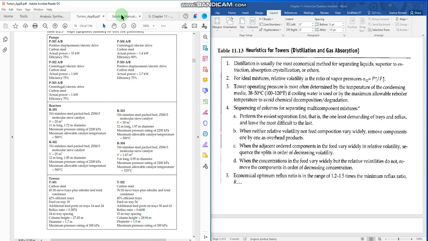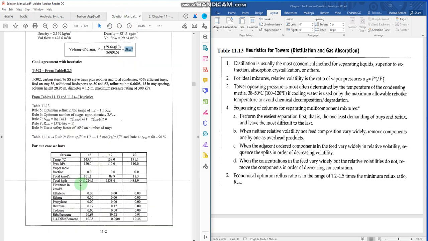Okay, so let's go back to the solution here. Now from table 11.13, and 11.14 in continuation to this table, optimum reflux is in the range of 1.2 to 1.5 times the minimum reflux. So you can see this one, rule number 5 here. Economical optimum reflux ratio is in the range of 1.2 to 1.5 times the minimum reflux ratio. Okay, so we can use this heuristic here.